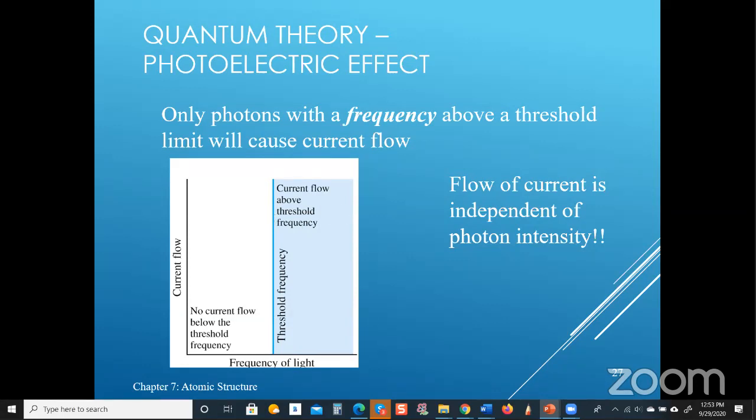So this added more support to the notion that radiation exists as particles, and that the particles have to have a certain energy in order for the electrons to be released and therefore the current to be flowing. All right.